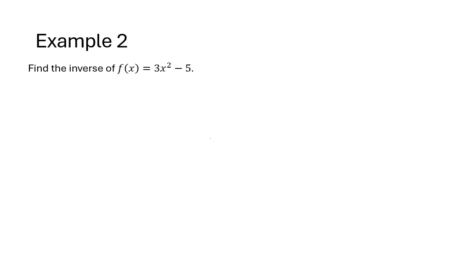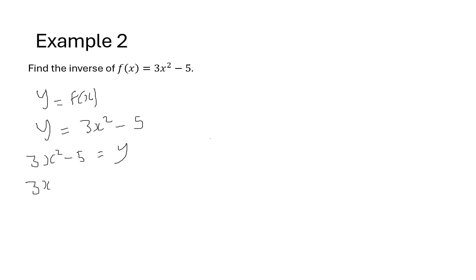In the second example, we have to find the inverse of this. So like we said, the first thing is say y equals f of x. Then your y will just be 3x squared minus 5. Then we want to find this x. So to find x, I'll just change the sides. Then we have 3x squared minus 5 equals y. I want to find x squared, so I have to add 5 to both sides since I'm having negative 5 here. 3x squared minus 5 plus 5 is equal to y plus 5.